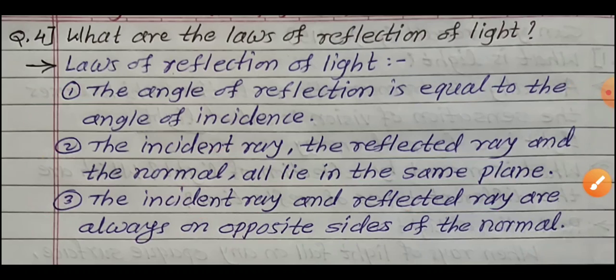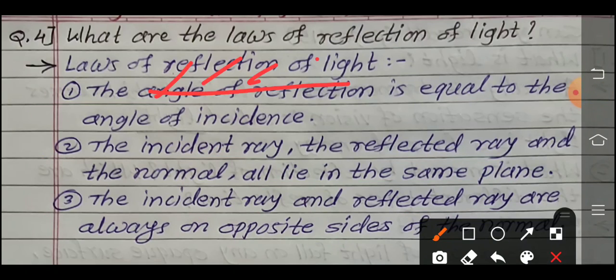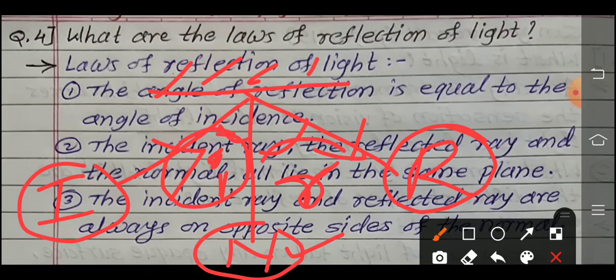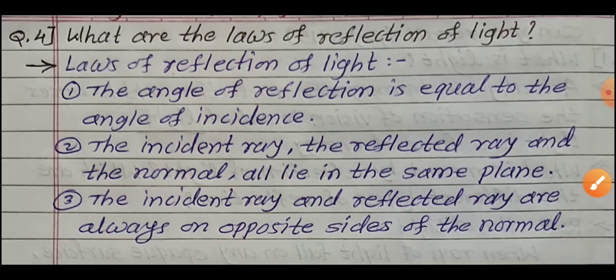Normal means perpendicular. So already you learn like this. This is a normal. Clear? This is an incident ray. This is a reflected ray. The angle made between this incident ray and normal is called the angle of incidence, indicated by a small letter i. The angle made between this normal and this reflected ray is the angle of reflection. So the angle of incidence and angle of reflection are always equal in a regular reflection.